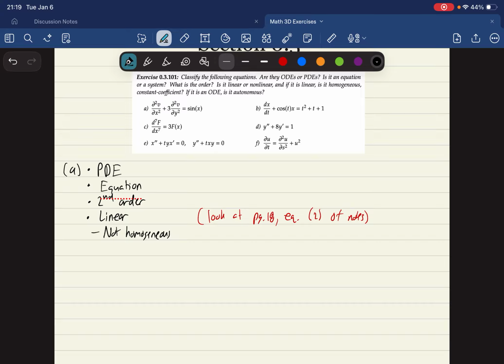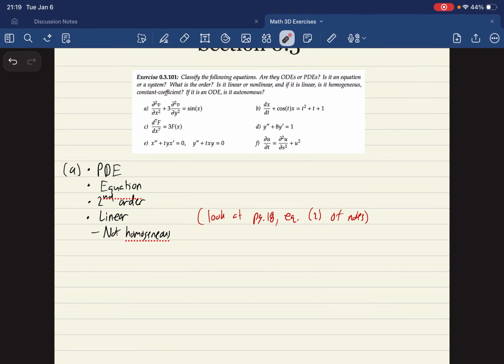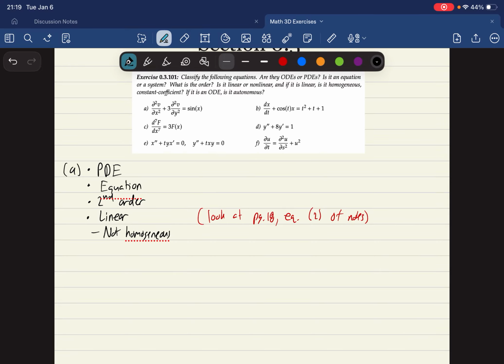Okay, so this is not homogeneous. And it's not an ODE, so we don't need to wonder whether it's autonomous or not. And so this completes the solution to part A.